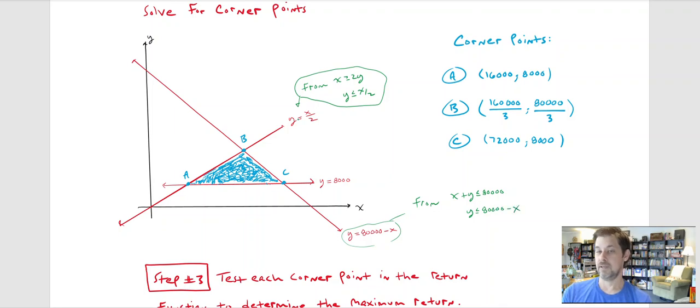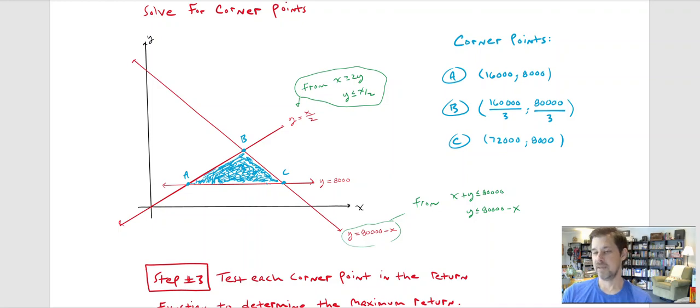So, in addition to this region that I'm working with and finding the corner points for, having all the points below this line, it has to have all the points below the line y equals 80,000 minus x. So again, I would graph this by drawing the line y is 80,000 minus x, and because this inequality from our constraint says y is less than or equal to, then I want all the points below it.